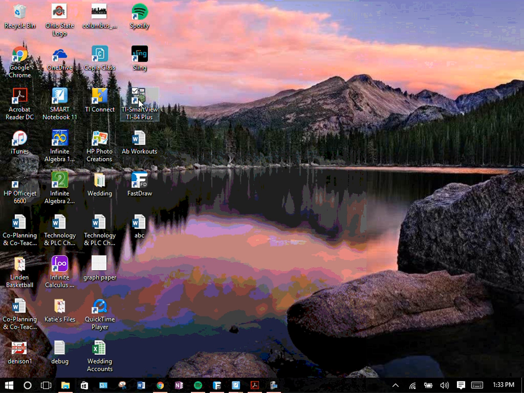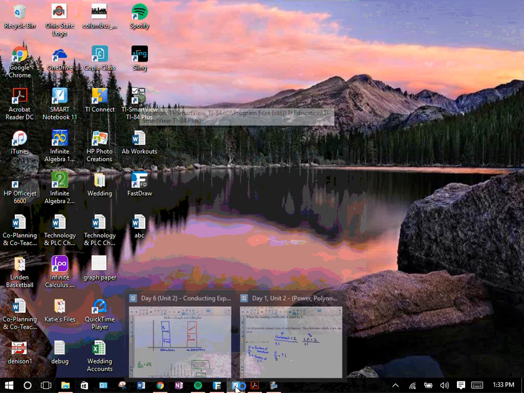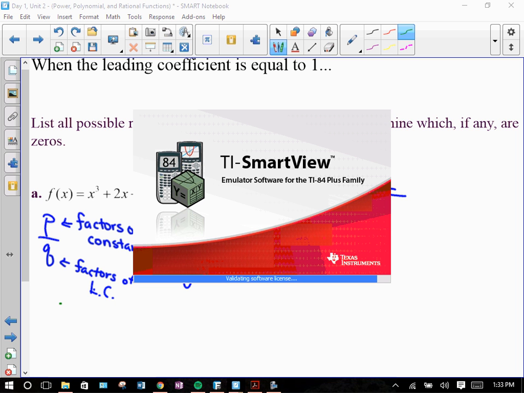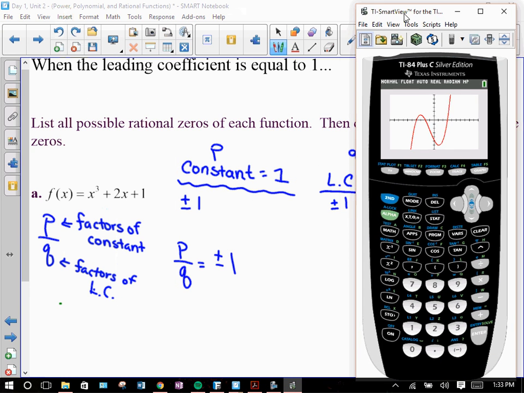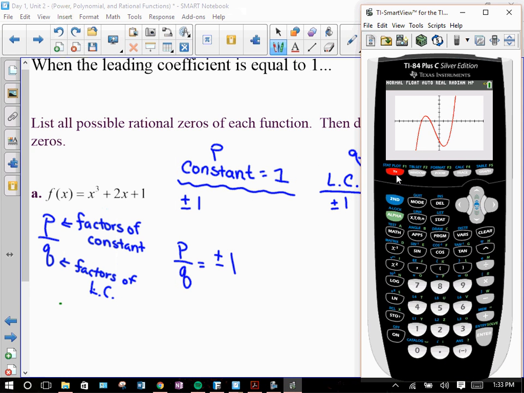If we actually graph this, we can see whether this is true. Are there really any other places where this could have a 0? So we have y equals x to the third plus 2x plus 1.